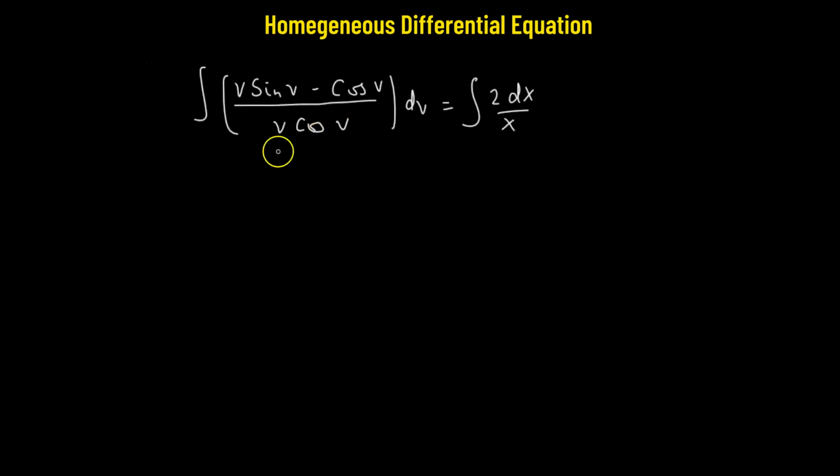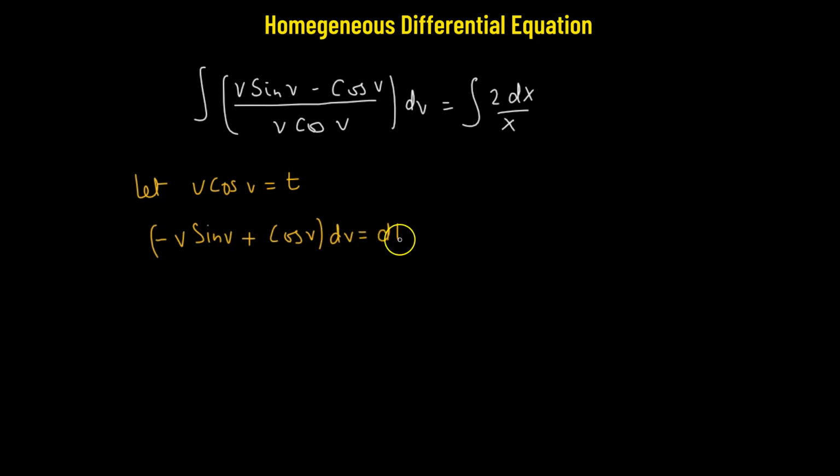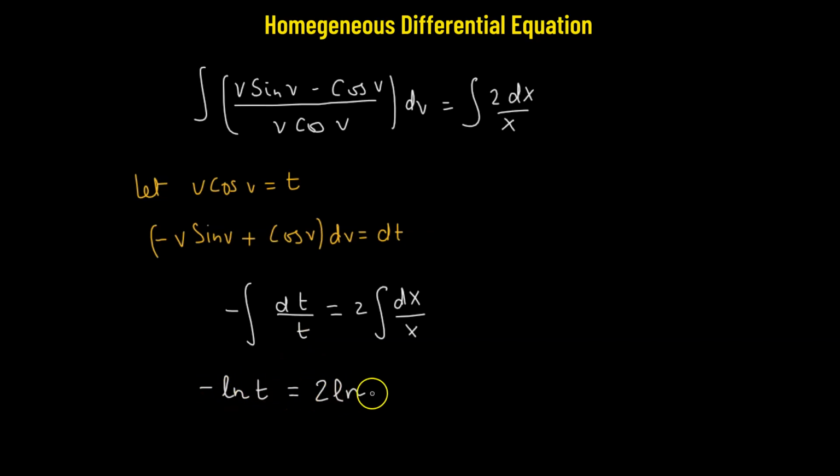Now, to perform the integration on the left hand side, all we have to do is make a substitution: v times cosine of v equals a variable t. Then this gives us negative (v sine v plus cosine v) dv equals dt. So our integral on the left hand side becomes negative dt over t, which equals 2 times dx over x. This is a fairly simple integral. So this will be negative log t equals 2 log x.